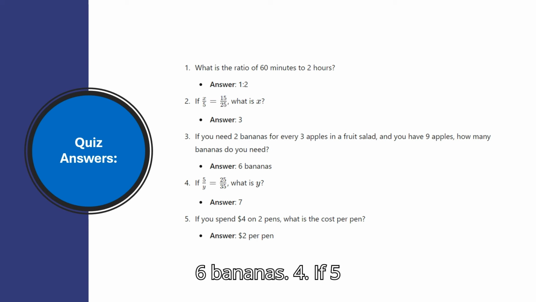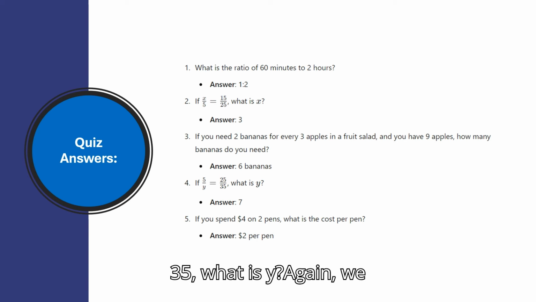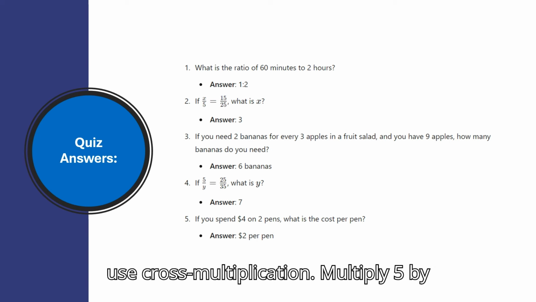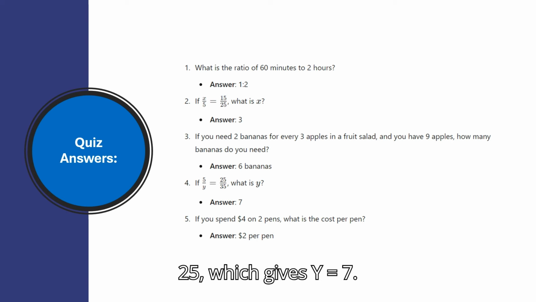Answer: 6 bananas. 4. If 5 divided by y equals 25 divided by 35, what is y? Again, we use cross-multiplication. Multiply 5 by 35 and y by 25. This gives 175 equals 25y. Solving for y, we divide 175 by 25, which gives y equals 7. Answer: y equals 7.